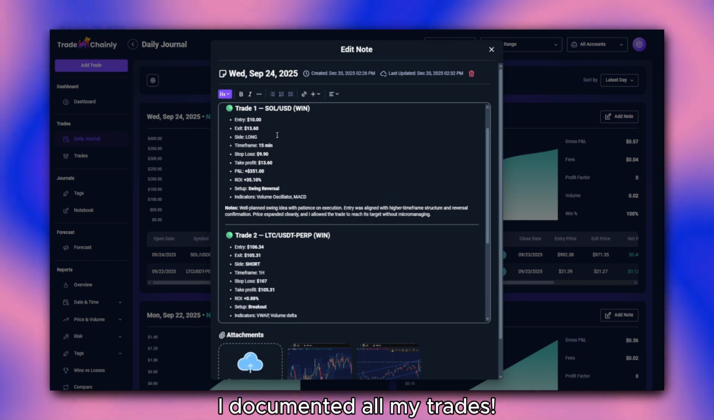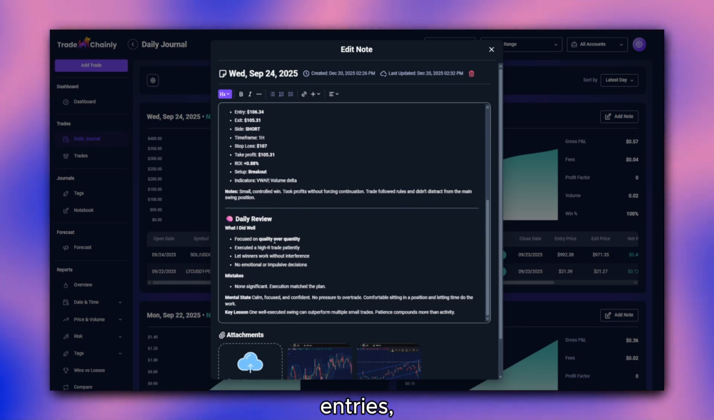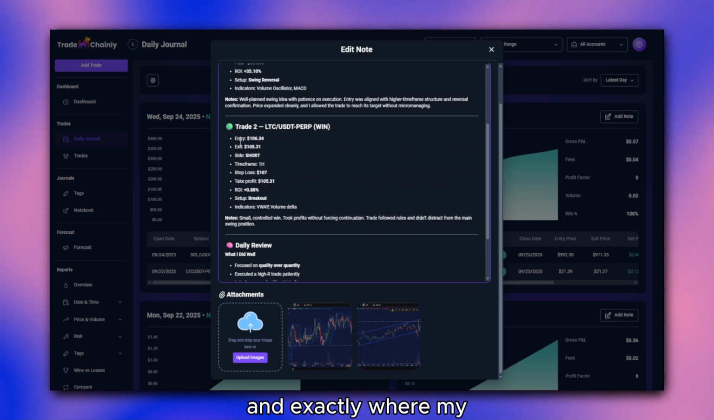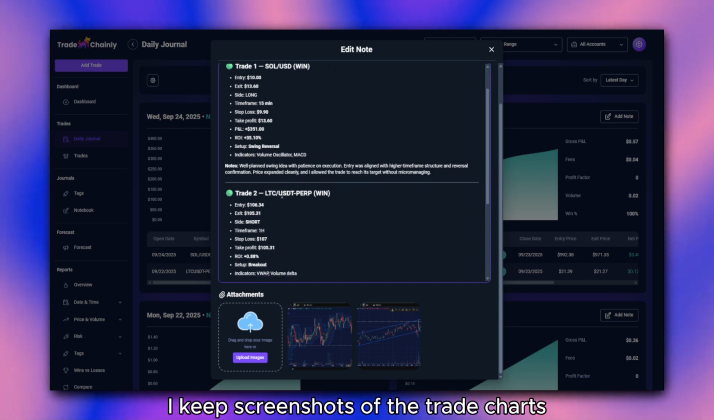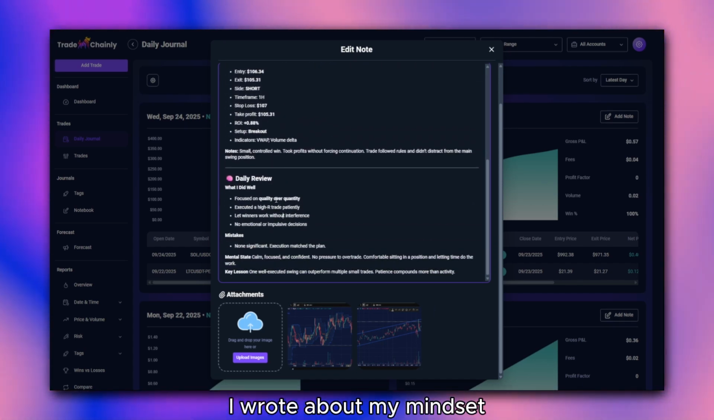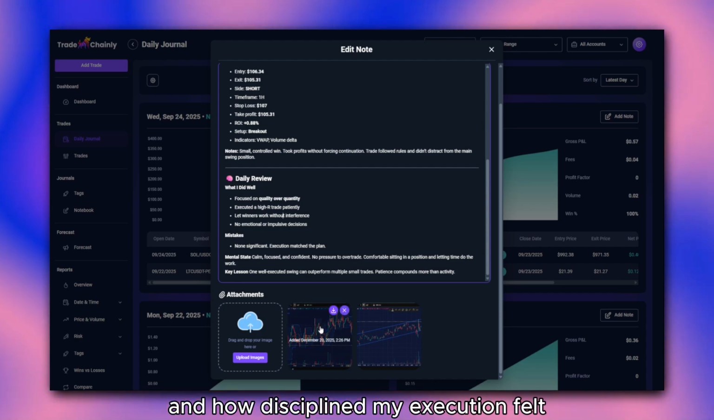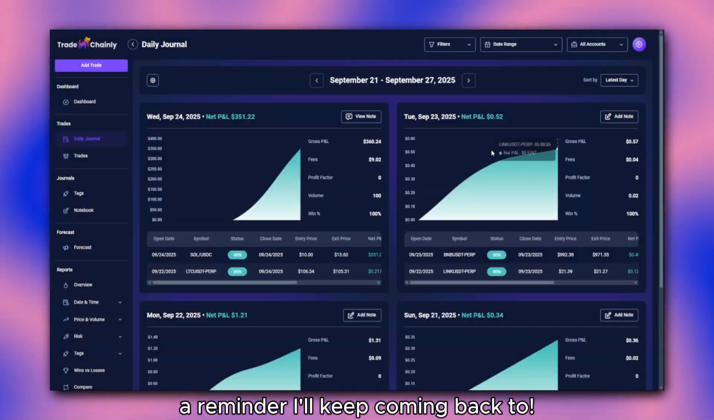Inside it, I documented all my trades. The trading pairs, entries, time frames, setups, indicators, and exactly where my take profit and stop loss were set. I keep screenshots of the trade charts together with the setup. But more importantly, I wrote about my mindset, how focused and calm I was, and how disciplined my execution felt. A reminder I'll keep coming back to.